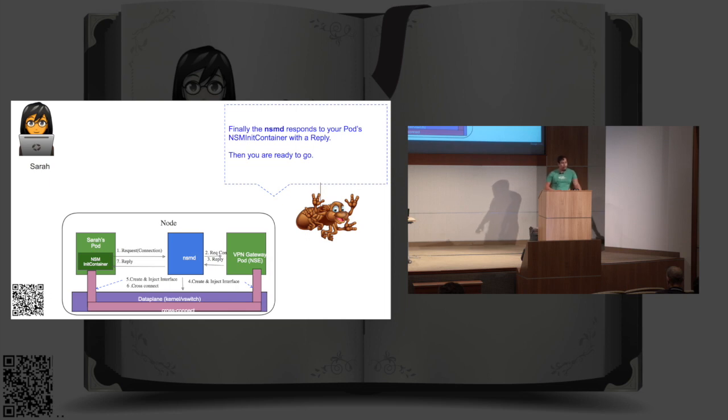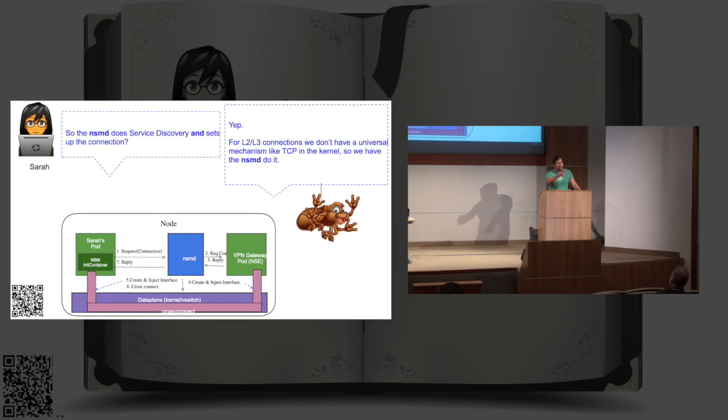Do you have to run the network services on every node where there is a client for that given service? That's a good question. The question is whether you have to run the network service endpoint on the same node as the clients. In other words, if you have a cluster of 100 systems, do you have to run 100 VPN gateway pods? No, you don't. You'll see in the next example that we actually have a multi-node example.